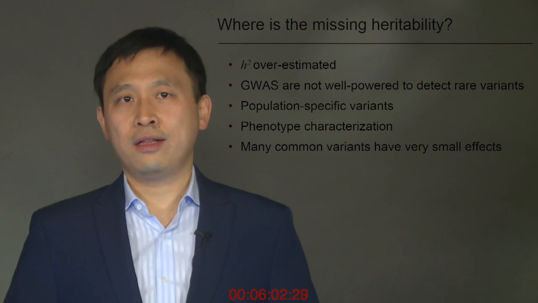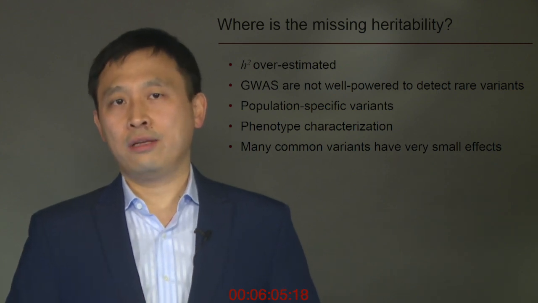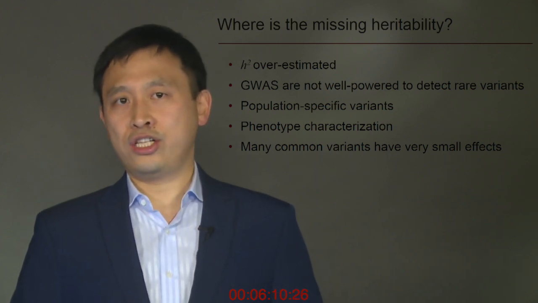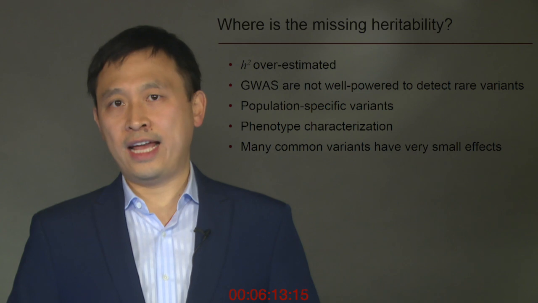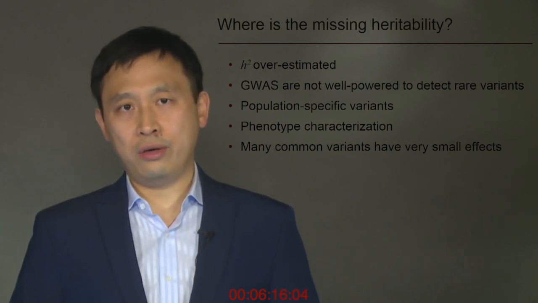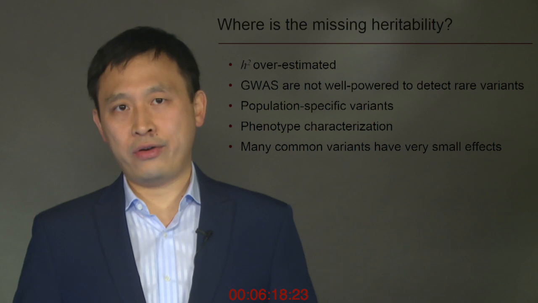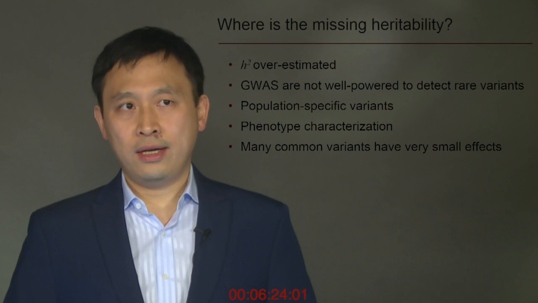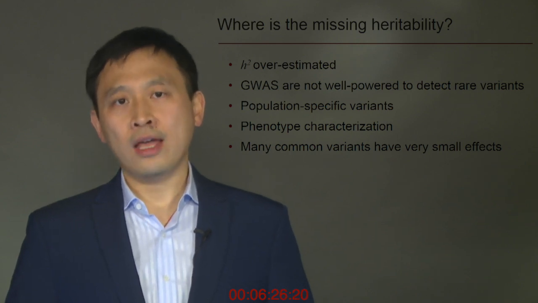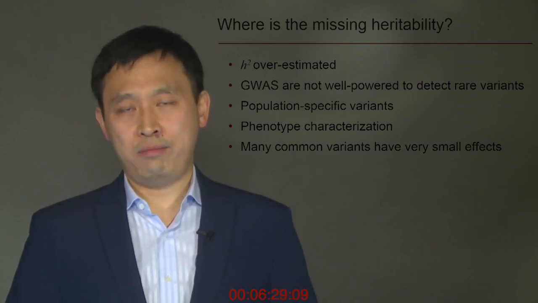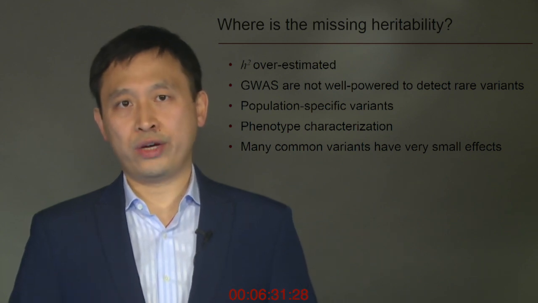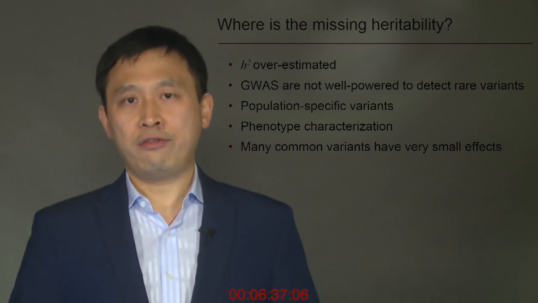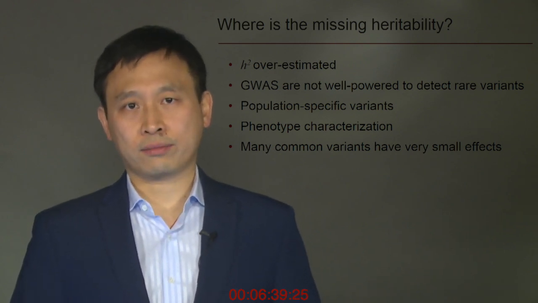So the explanations can be the heritability estimated from the twins can be overestimated. It can be that the GWAS is not well powered to detect the rare variants because, as we know, the GWAS mainly targets the common variants, and there is a big proportion of the genome as rare variants which are not being studied by the GWAS. And there could be population-specific variants, meaning that if we're only using the European GWAS, we are not able to find the heritability explained by variants enriched in the African or in the East Asian population.